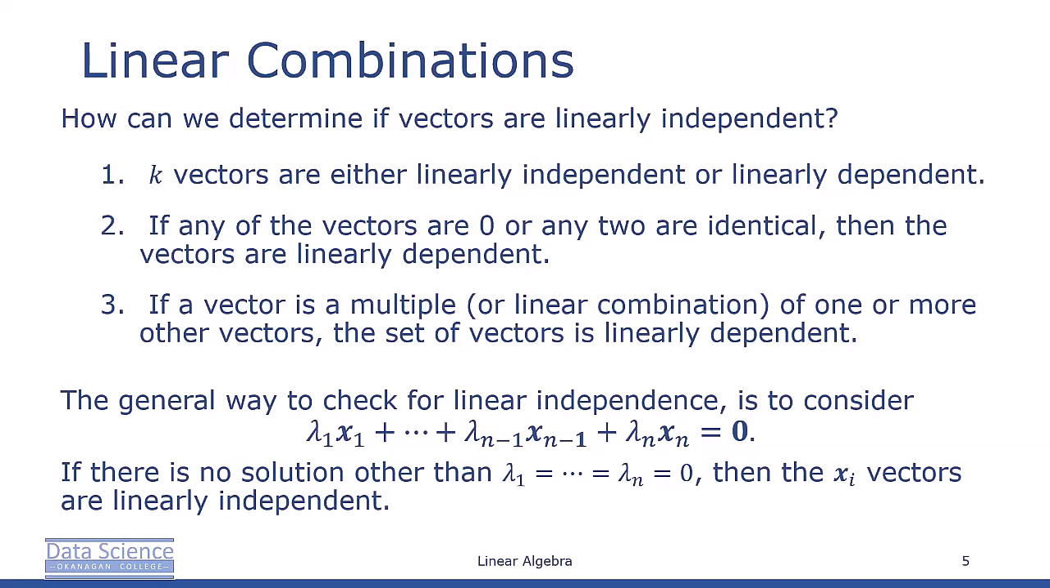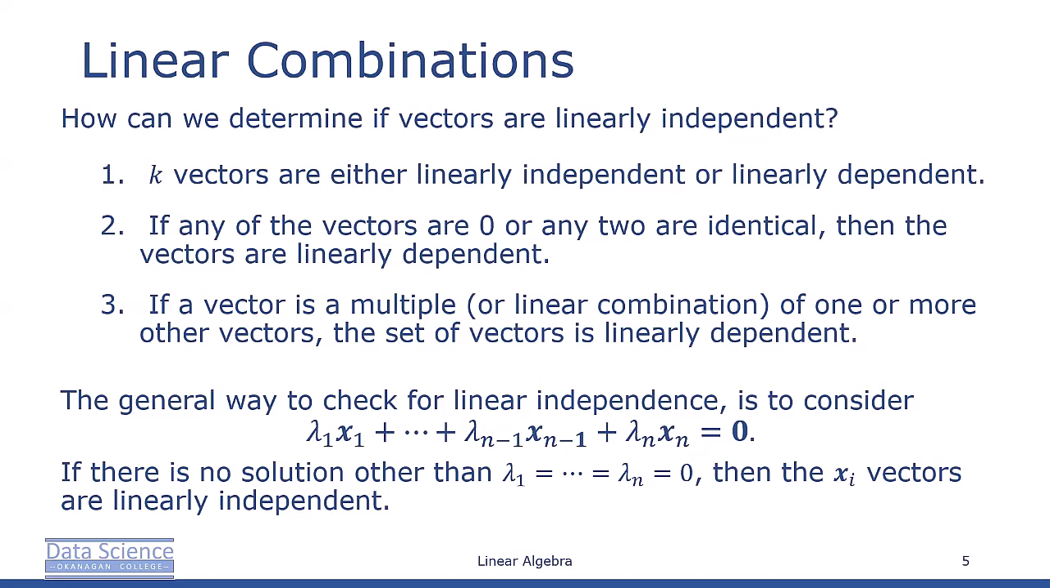The following properties are useful to find out whether vectors are linearly independent. K vectors are either linearly dependent or linearly independent. There's no middle ground or third option. If at least one of the vectors is 0, then the system is linearly dependent. The same holds if two vectors are identical. Vectors are linearly dependent if one of them is a linear combination of the others. So in particular, if one vector is a multiple of another vector, then the set is linearly dependent.